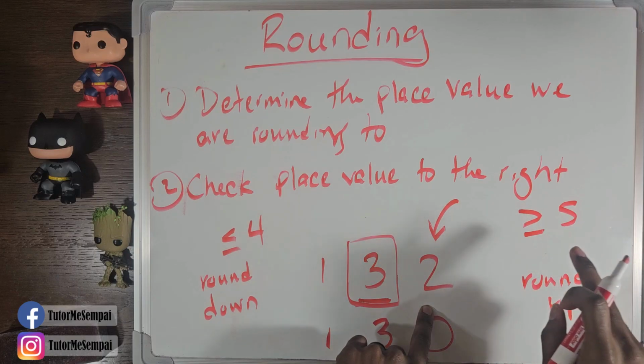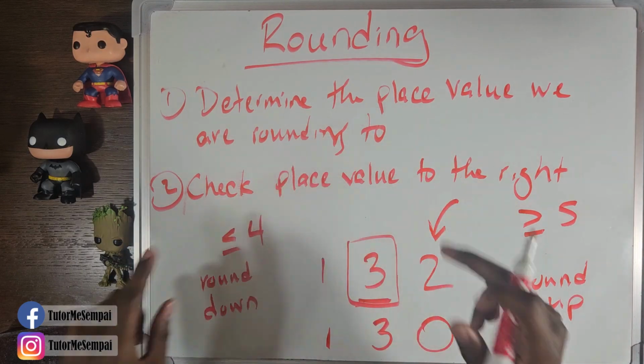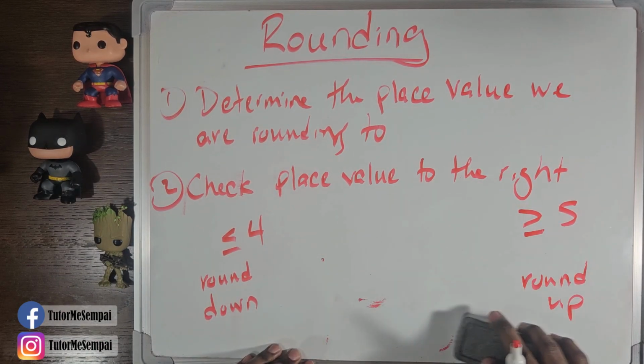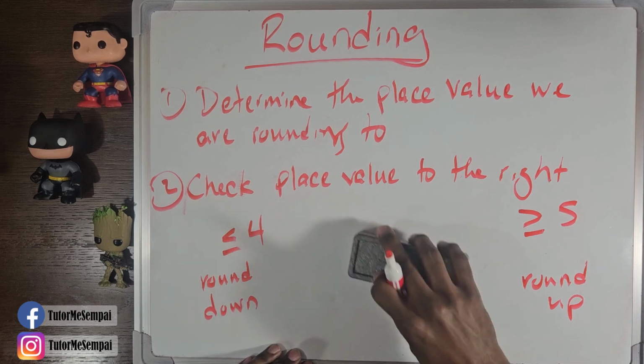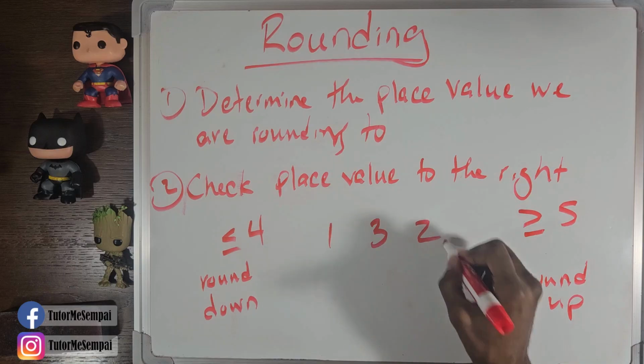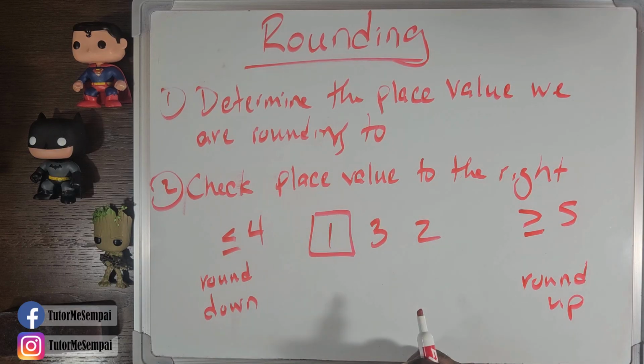So if you were rounding this to the nearest tens, 132 would become 130 because 2 is not greater than or equal to 5. Now I said it's going to depend on what place value you're rounding to. We did the tens place here, but what if for the same number we did the hundreds place? So let's say it was 132. We want to round to this place value.